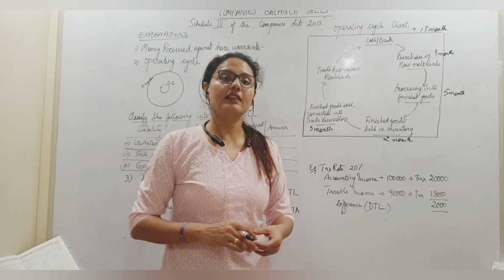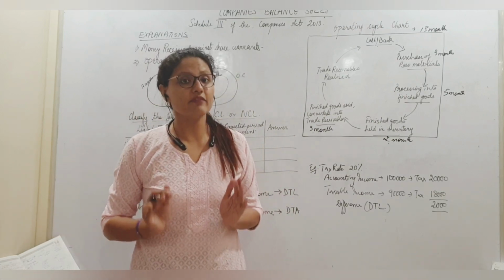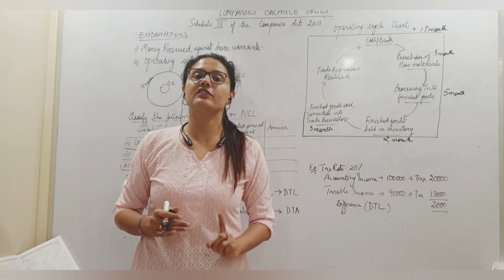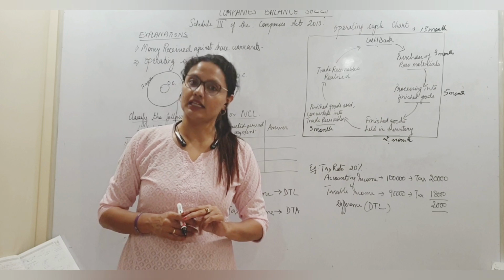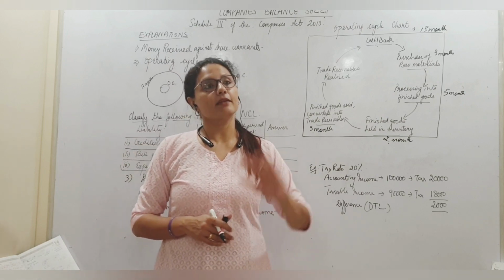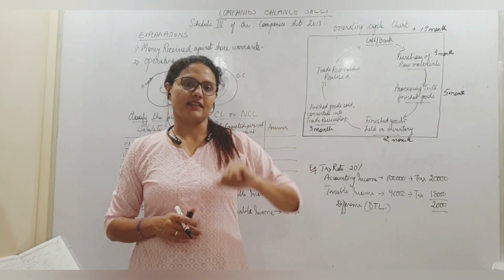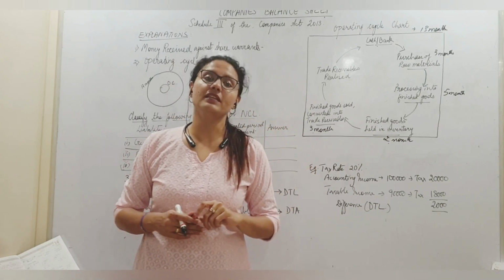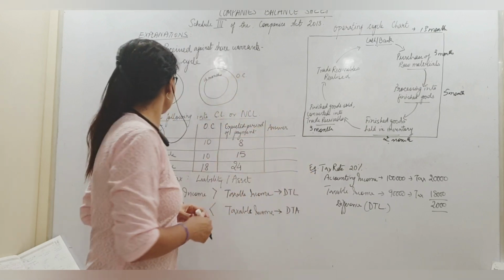So if a liability is to be paid within 12 months or within the operating cycle, it will be classified as a current liability. But if it is supposed to be paid beyond 12 months or beyond the operating cycle, then it will be a non-current liability. I have taken a small example here.